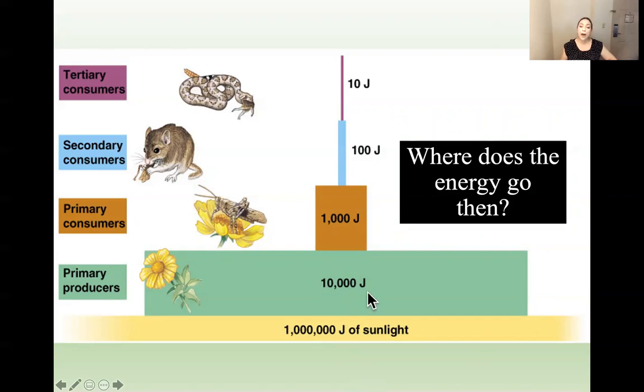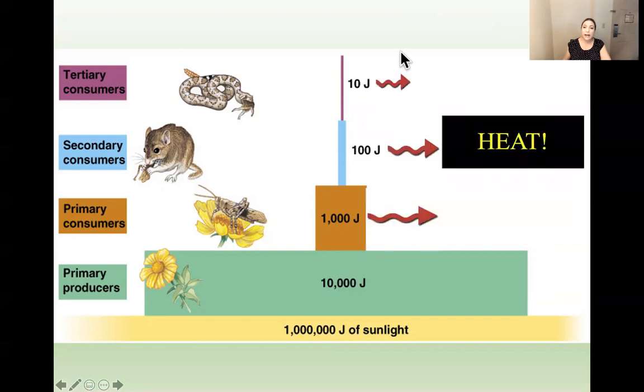Let's start up at producers. 10,000 joules of energy from the producers. Only 1,000 or 10% is available to primary consumers. Only 10% of that, or 100 joules, is available to secondary, and only 10 joules is available to tertiary consumers. That's why it looks like a pyramid. You have a really wide base of producers, and they only support a certain number of primary consumers. Those support fewer secondary, and then a tiny little bit of tertiary.